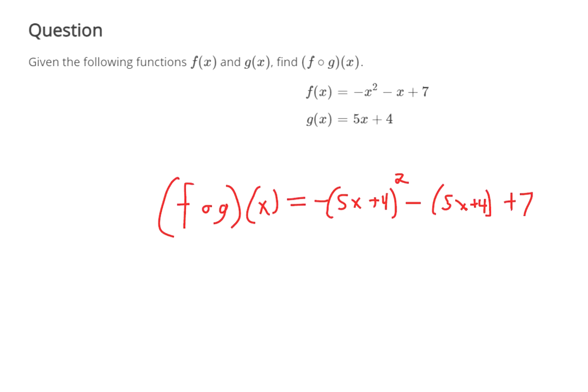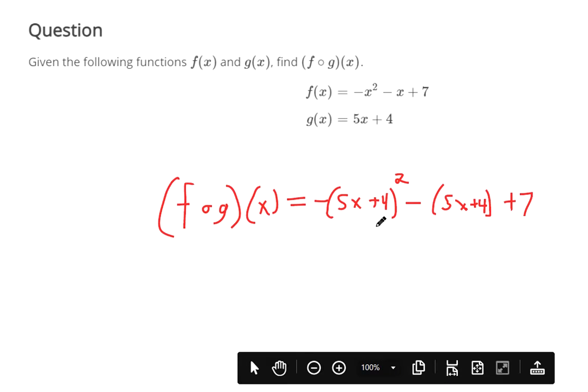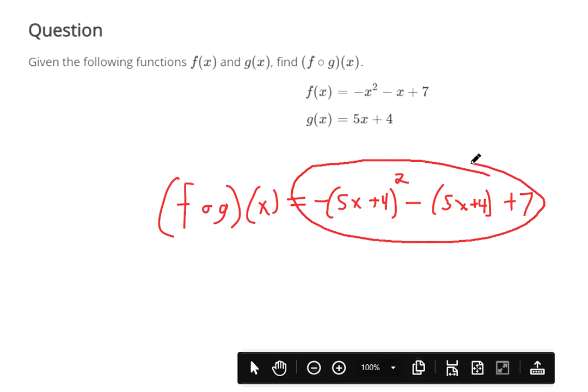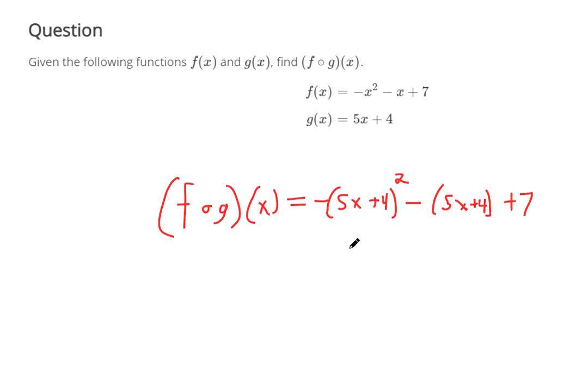Now, whether that's enough for Newton or not, I'm not sure. You could type this in, or you could expand this, distribute the negative sign, combine like terms. I don't know what they want to do. So in case it doesn't mark something like this right, let's expand this. That's 5x plus 4. If you're squaring it, that means you multiply it by itself.